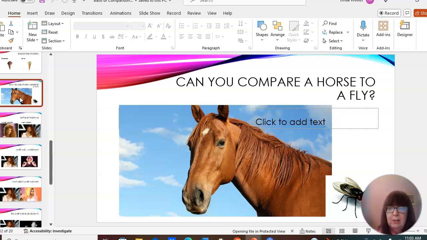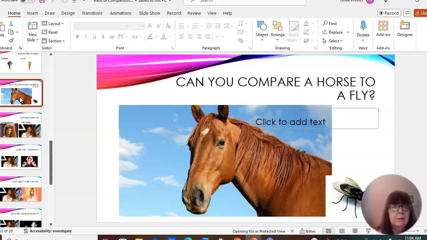But beyond that, can you really do anything with that? Not a lot, because a horse is a large mammal, right? A fly is a teeny tiny insect. They're not even in the same classification of animal. It makes no logical sense to try to compare these two animals, because the differences far outweigh the similarities. And it wouldn't make any sense to compose an essay and try to build that around comparing a horse to a fly.